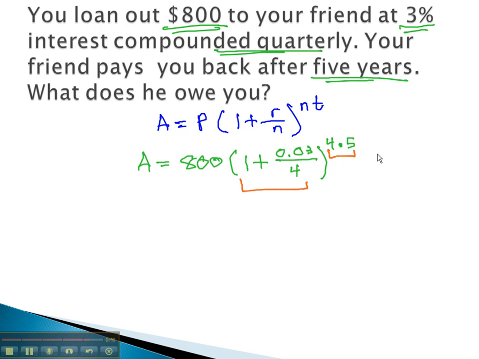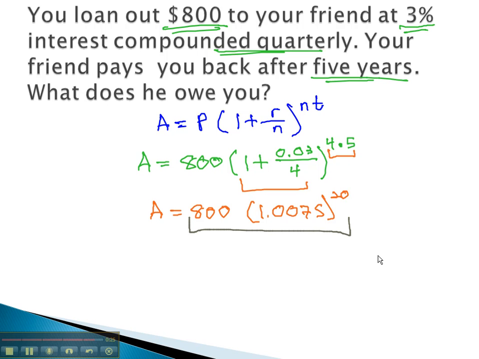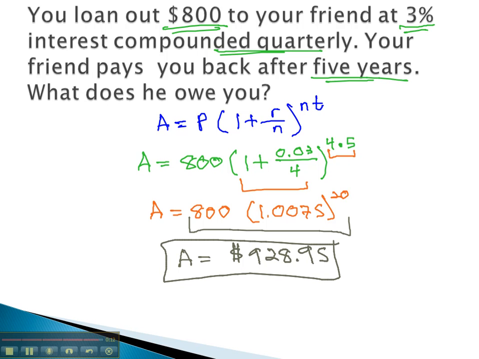Again, I'll have my calculator do the exponent in the parentheses first, giving me 800 times 1.0075 to the 20th. Now, depending on the calculator I have, I might be able to do the rest in one step, telling me the amount in this account after 5 years will be $928.95. Being careful to use your calculator correctly, the compound interest formula can quickly calculate the final balance.